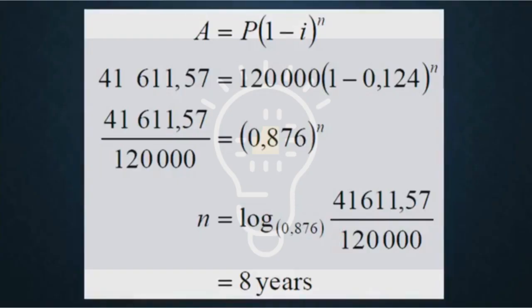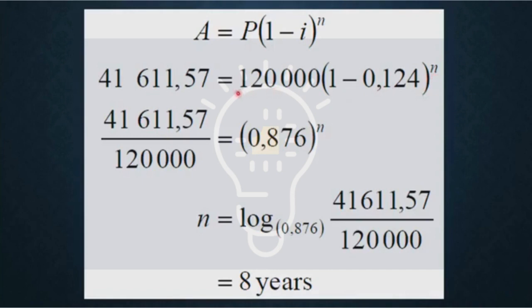There we have our solution. There's our formula: A is equal to P, round bracket, 1 minus i, to the power n. When we substitute for P, 120,000, and A, we know, is 41,611.57, we are told that the depreciation rate was 12.4%. When we turn that into a decimal, we divide by 100, and we're going to get 0.124. And we're looking for n.